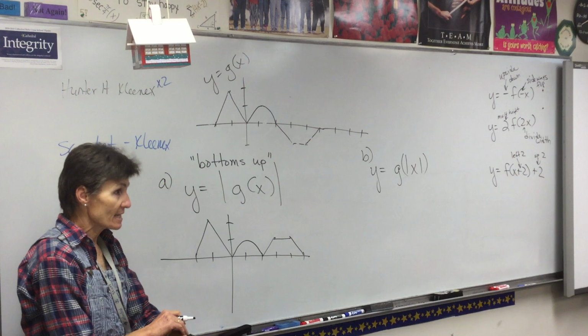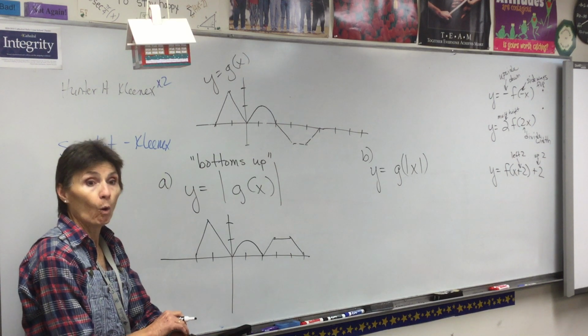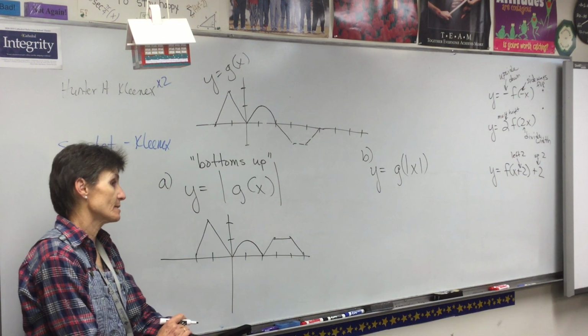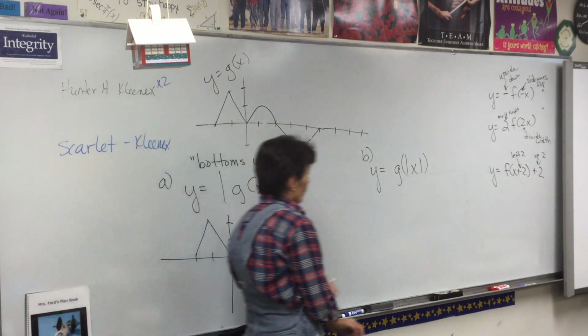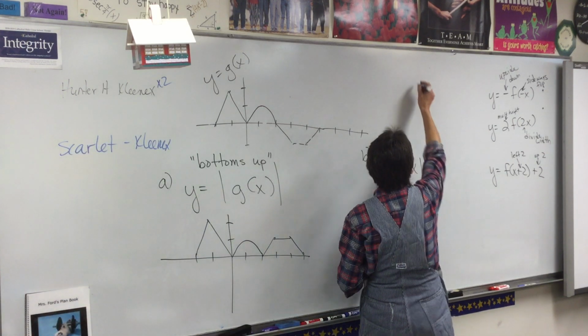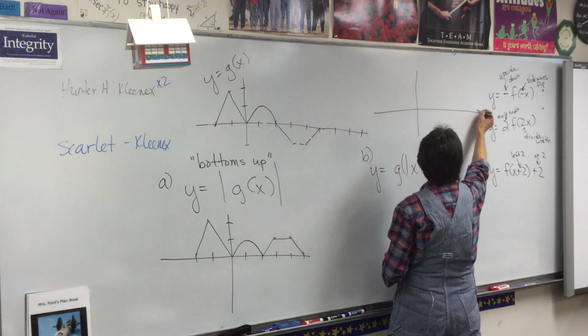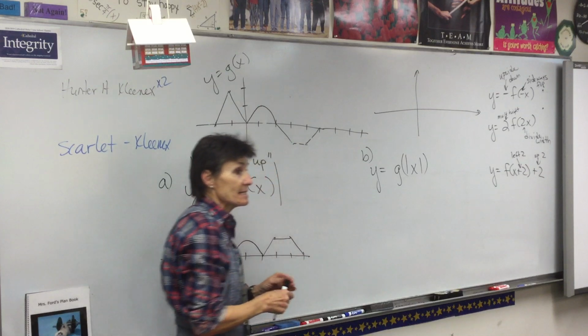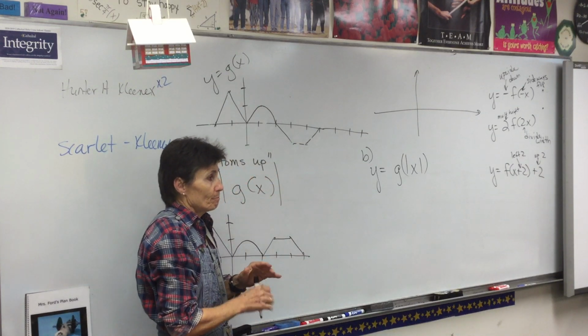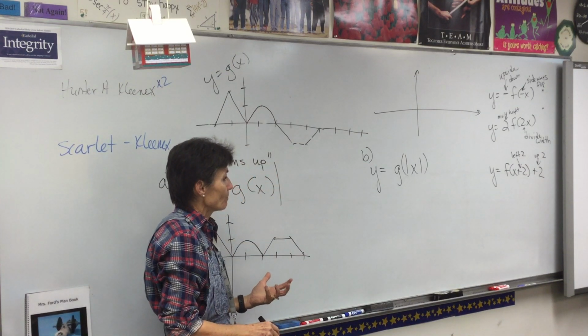That's it. That's the absolute value of the whole function. "That's easy," Sean says. He's right. It is easy. Now, when you take the absolute value of just x, this is the tricky one. It's easy, but you have to remember what to do.